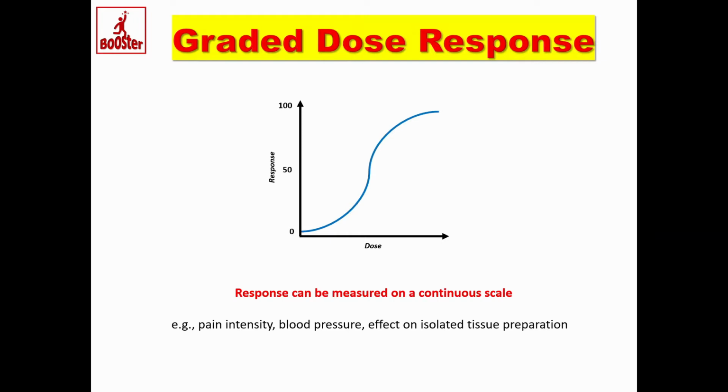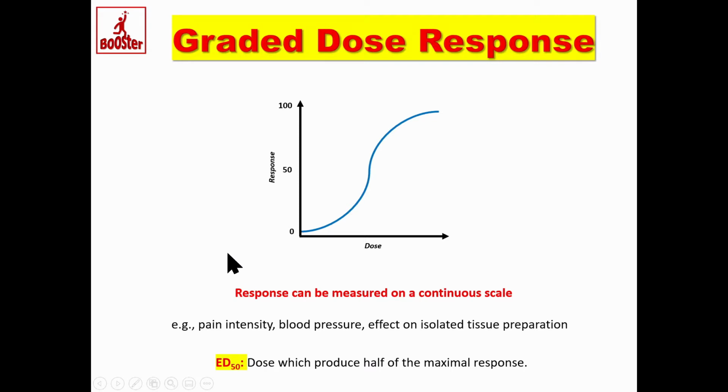Let me further clarify that. Take an example of blood pressure. Let's say you're interested in how a drug changes blood pressure. If you give a small dose, it might not change the blood pressure. But as you increase the dose, it will decrease blood pressure, maybe by 5, 6, 10, 20, 22, 25, 30, or whatever. So that is a graded response. With the increase in dose, you're looking at a graded change in response. And in this case, the ED50 is defined as the dose which produces half of the maximum response.